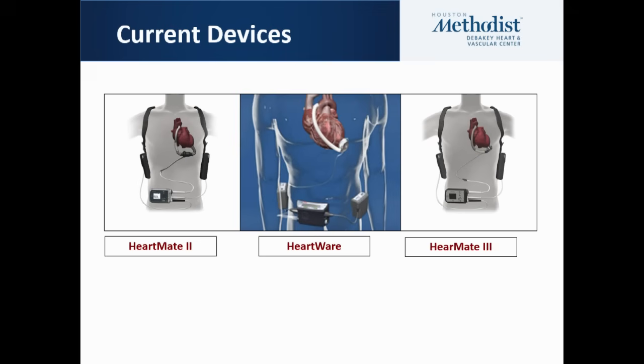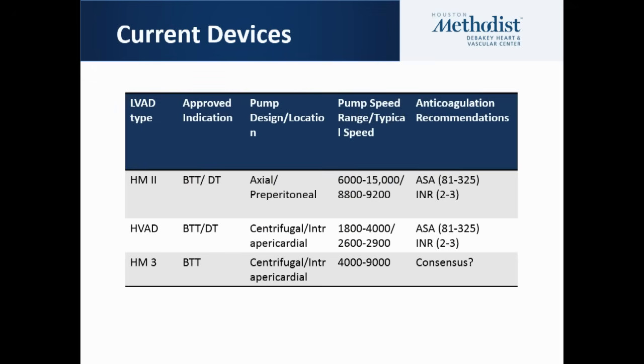So current devices, we all know HeartMate 2, HeartWare, HeartMate 3. Now HeartMate 3 is also destination therapy. The difference between HeartMate 2 and HVAD and HeartMate 3 is that HeartMate 2 is axial and preperitoneal, whereas the HVAD and the HeartMate 3 are centrifugal and they basically sit on your pericardium. With the HeartMate 2, the cannula was inside the LV cavity, but the pump rotor sits preperitoneally.